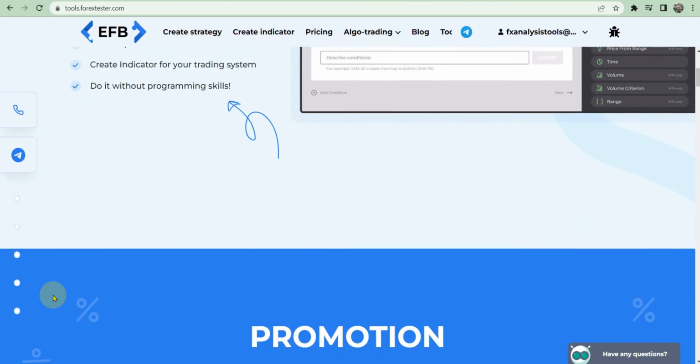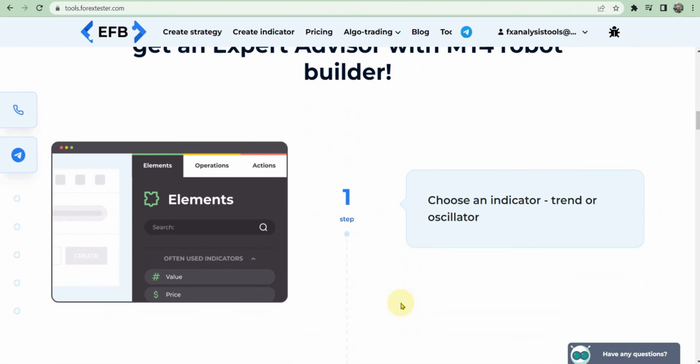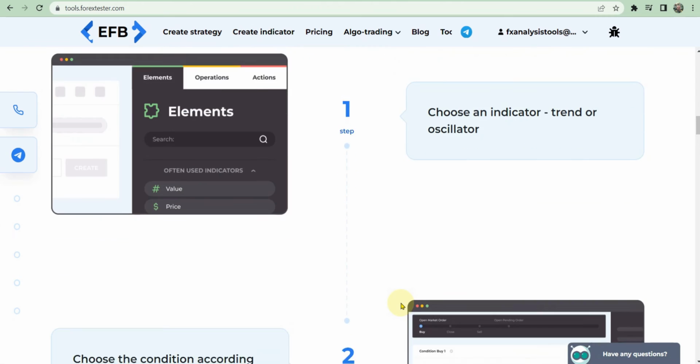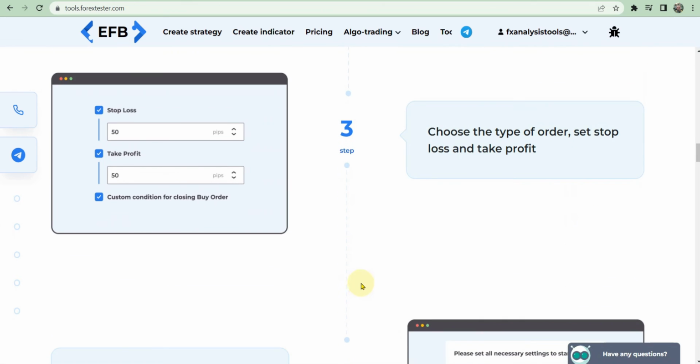You can select from a vast library of technical indicators, define your entry and exit rules, and even incorporate money management strategies. Once built, your strategy can be back-tested against historical data, allowing for rapid iteration and optimization.